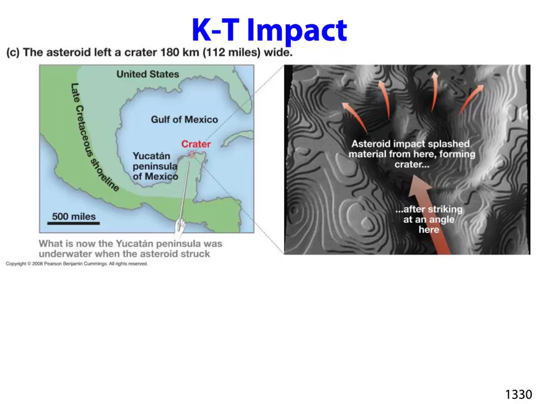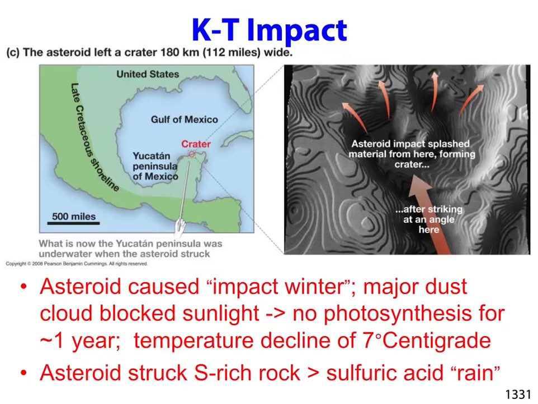And what happened is it obliterated the entire asteroid and left a huge crater because of the force of the impact. Once the asteroid did hit, it caused what was known as an impact winter, where there was so much dust in the atmosphere that it blocked the sunlight. There was approximately no photosynthesis for a year.